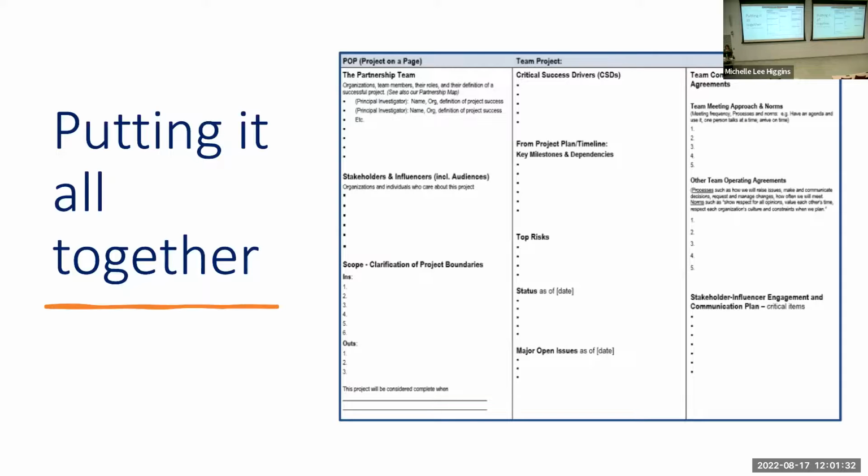The last thing is the last page, putting all of this on a 1 page called a POP, project on a page. It's a great way to communicate everything about your project, all of the decisions that have been made.